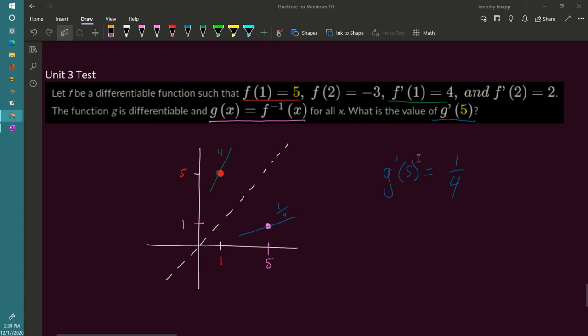And so based on all of that information, we can deduce, without really doing anything, that the slope, or g prime, at 5 is the reciprocal of the slope of f at 1, because 5 corresponds to 1. And so they tell us the slope is 4. Therefore I know that my slope here now is 1/4.